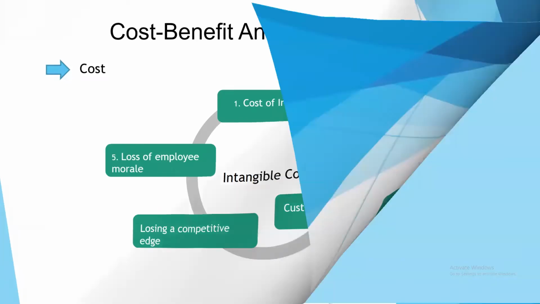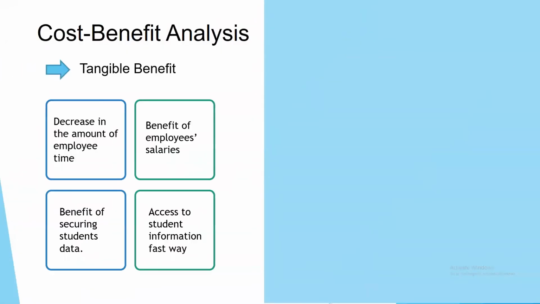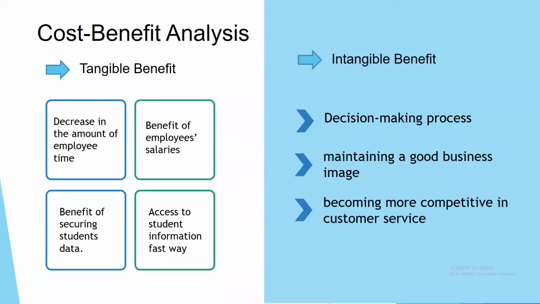Now I discuss the tangible benefits and intangible benefits. So first of all, tangible benefits. The tangible benefits are quantifiable and measurable, such as benefit of employee salaries, benefit of secure student data, access to student information in a faster way. Second one is intangible benefits. Examples of some intangible benefits are the decision-making process, maintaining a good business image, becoming more competitive in customer service.